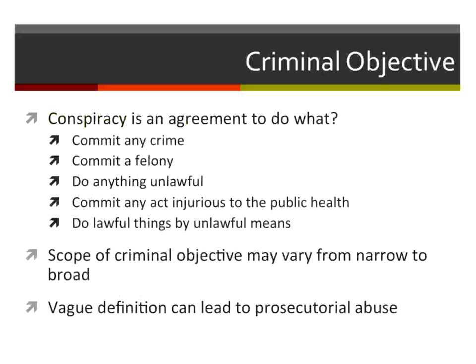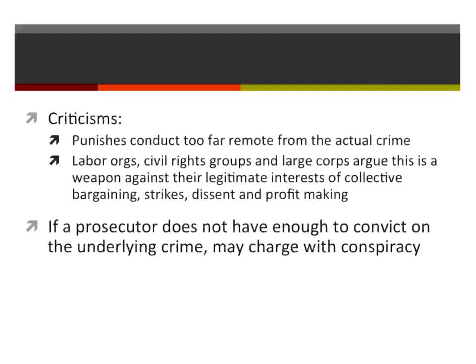So conspiracy is an agreement to do what? Commit any crime, commit a felony, do something unlawful. So the scope of the objective may vary from being very narrow to being broad. And one of the concerns with this is it can lead prosecutors to really abuse their authority. Some criticisms also ask, are we punishing behavior that is too far removed from actually committing a crime? And as I mentioned before, when prosecutors don't have enough to convict somebody on the underlying offense, they will often charge somebody with conspiracy. And so this is quite common in drug offenses.